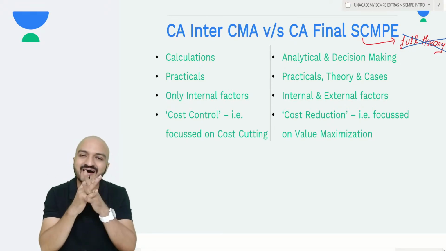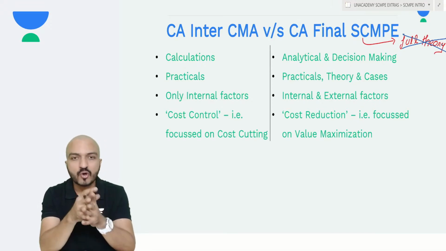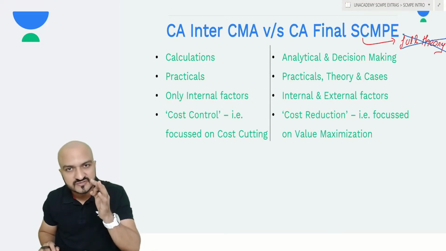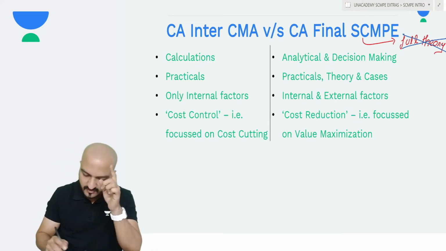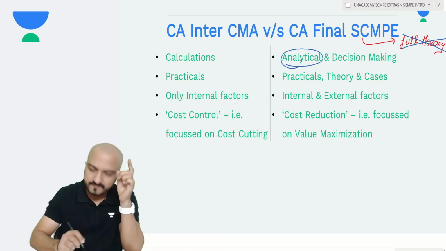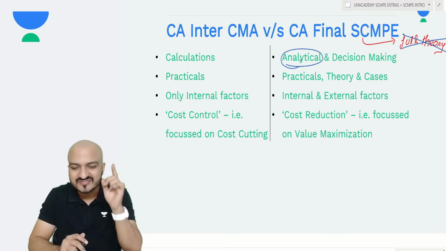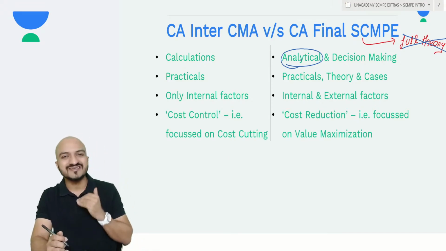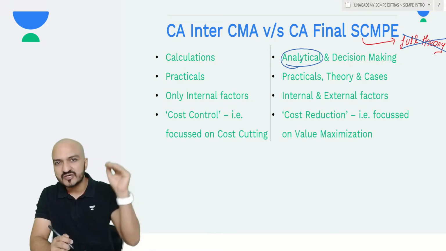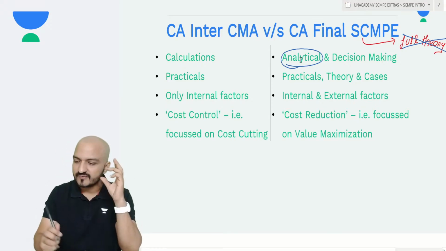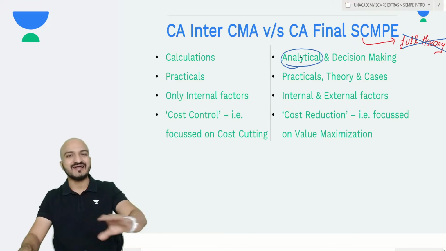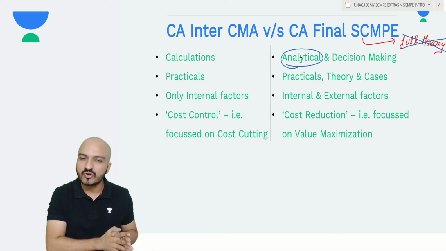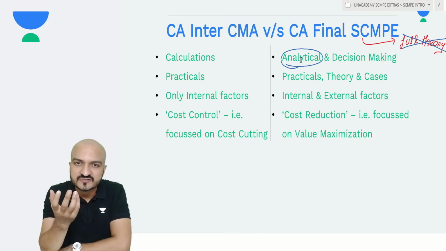I'll tell you why those answers seem to be theory answers, because they are not theory answers. They are practical questions, but the theory that you see is the analysis. Yes, the theory that you see is the analytical part. Well, that's what makes CA Final costing very different from costing at Inter level. At Inter level, you answer the subject by just giving calculations. At Final level, apart from giving calculations in your answer, you have to give analysis.